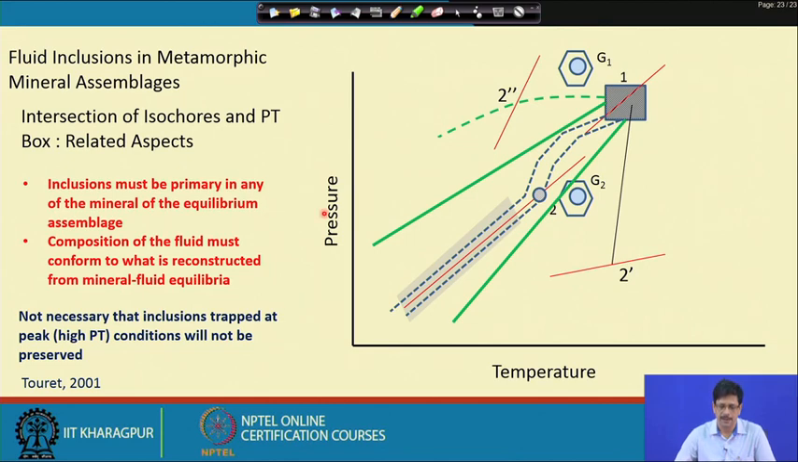Okay, so we will now get into a little bit of a discussion on the fluid inclusions in metamorphic mineral assemblages. I will not use the term metamorphic rocks, because of course the rock is constituted of mineral assemblages, and any particular mineral assemblage in a metamorphic rock is indicative of the physical process and also the physico-chemical process rather that operated in that particular segment of the crust.